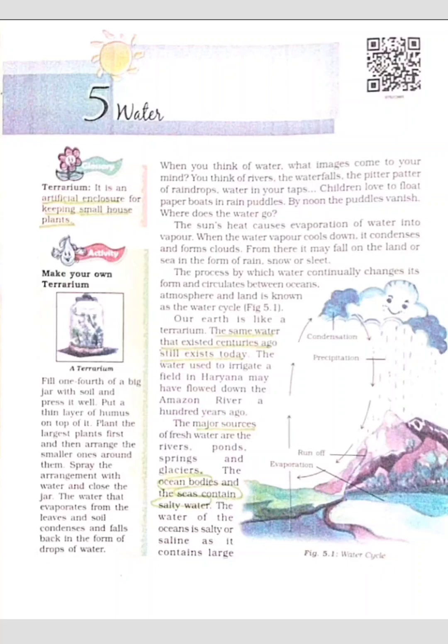We cover the topic of geography of class 7, chapter 5, which is about water. Water is an important source and means of survival for our life. When you think of water, what image comes to your mind?